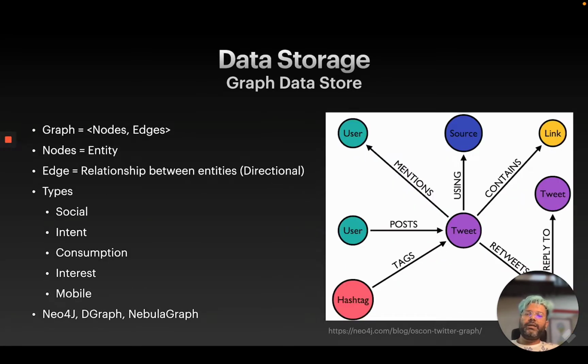The next kind of data store is a graph data store. Graph, as we all know, is a data structure that contains nodes and edges. Nodes in this particular case are the entities that we saw in our relational database example, and edges represent the relationships between these entities. And these edges can be unidirectional or bidirectional. It really depends on the application that you are building.